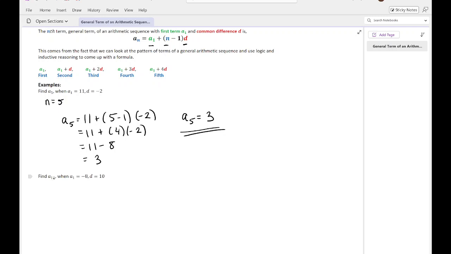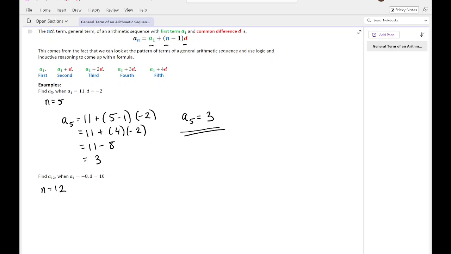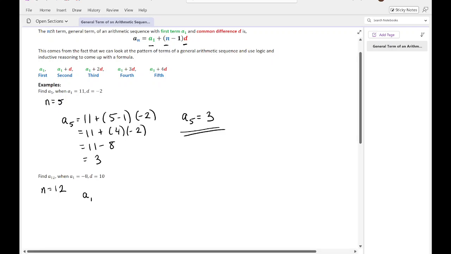Now let's do it again for this one. A sub 12 when a1 is negative 8 and d is 10. So again, the nth term here is 12. So we're going to plug in what we know into a sub 1, n, and d. So a sub 12 is going to be negative 8 plus 12 minus 1 times 10.